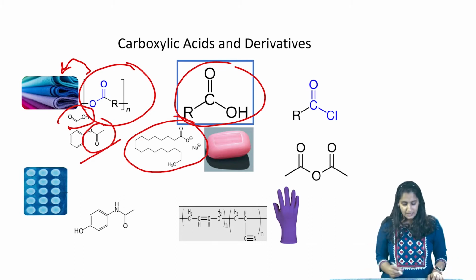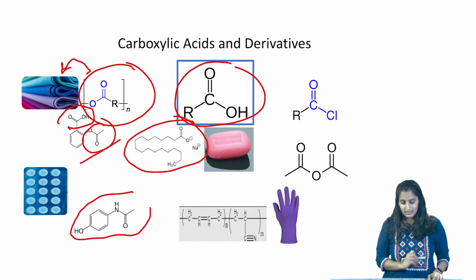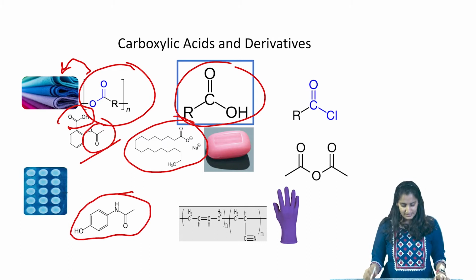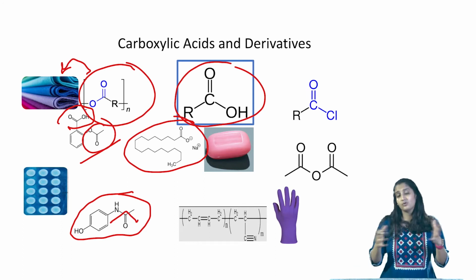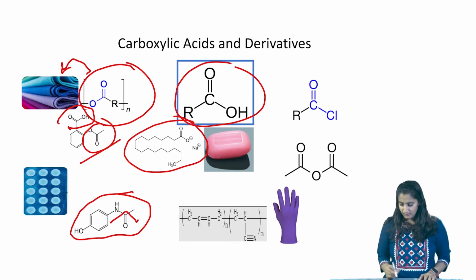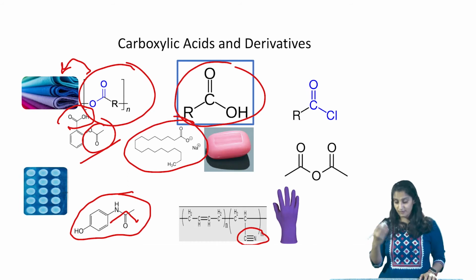Then we come to amides. You have paracetamol, again something that we must have consumed, which has this amide functionality. Acetaminophen is another name for it. And then here we have nitriles. So, C triple bond N is the next functional group.